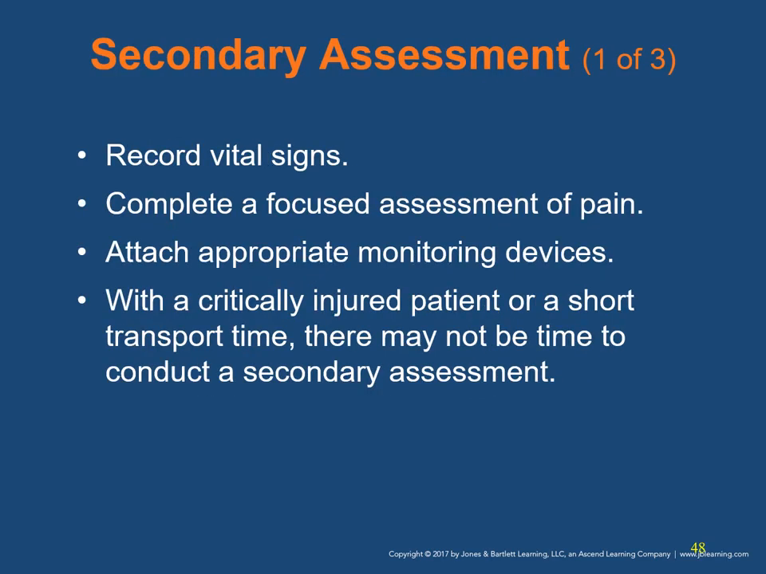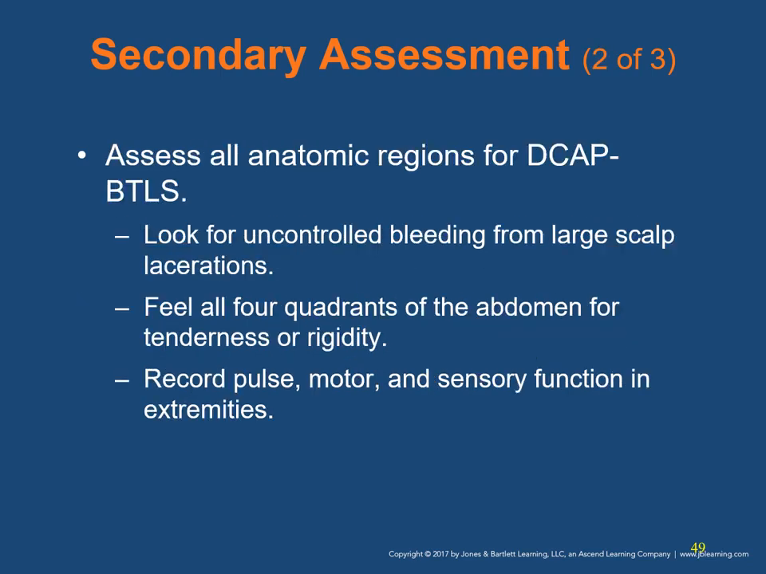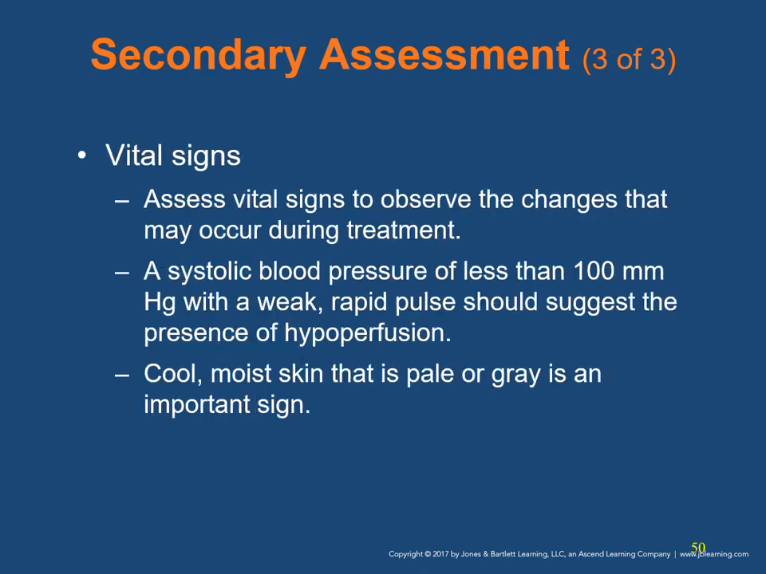Secondary assessment. Record vital signs. Complete a focused assessment of pain. Attach appropriate monitoring devices. With a critically injured patient or short transport time, there may not be time to conduct a secondary assessment. Assess all areas of DCAP-BTLS. Head. Look for uncontrolled bleeding from large scalp lacerations. Abdomen. Feel all 4 quadrants for tenderness or rigidity. Extremities. Record pulse, motor, and sensory function.